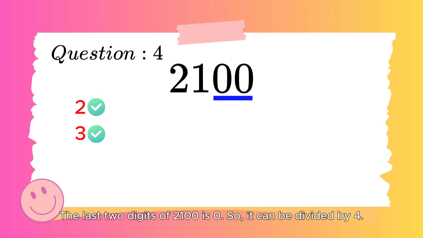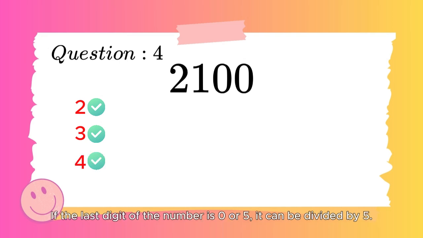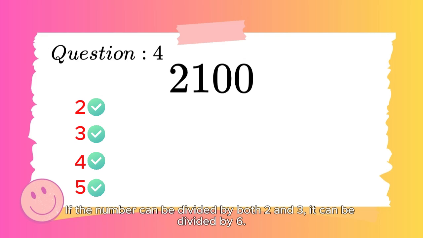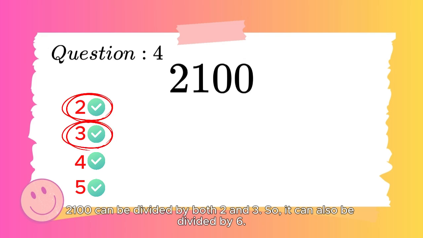The last two digits of 2,100 is 0, so it can be divided by 4. If the last digit of the number is 0 or 5, it can be divided by 5. The last digit of 2,100 is 0, so it can be divided by 5. If the number can be divided by both 2 and 3, it can be divided by 6. 2,100 can be divided by both 2 and 3, so it can also be divided by 6.